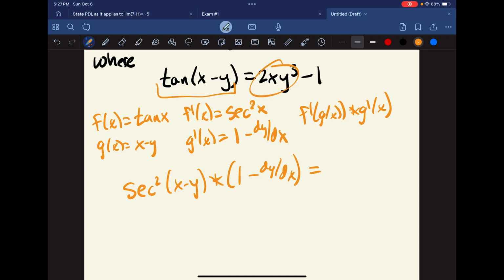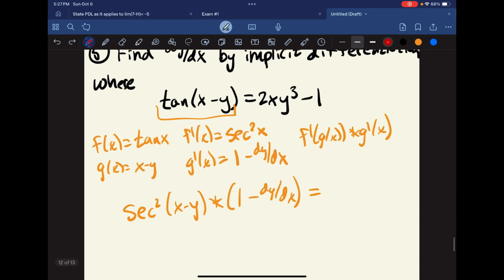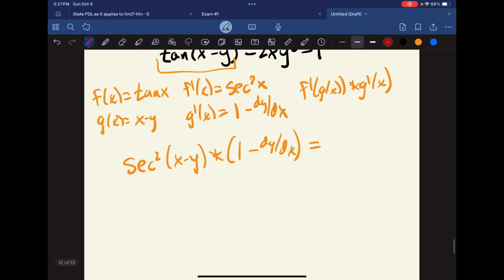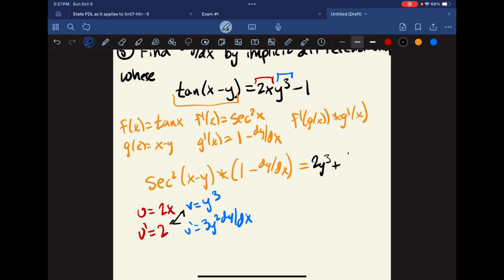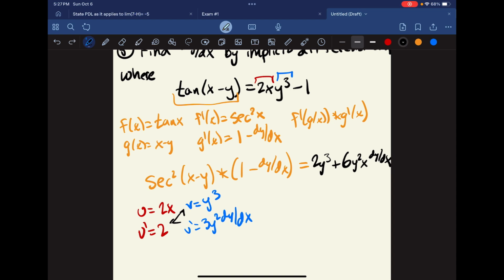And then this would all equal, this is going to be a product rule where 2x is our first term and y cubed is our second term. So u equals 2x, derivative of that is just 2. And then our v equals y cubed, derivative of that is just 3y squared dy/dx. Then we would go across here to get 2y cubed plus 6y squared x dy/dx. And then minus 1, derivative of 1 is just 0.